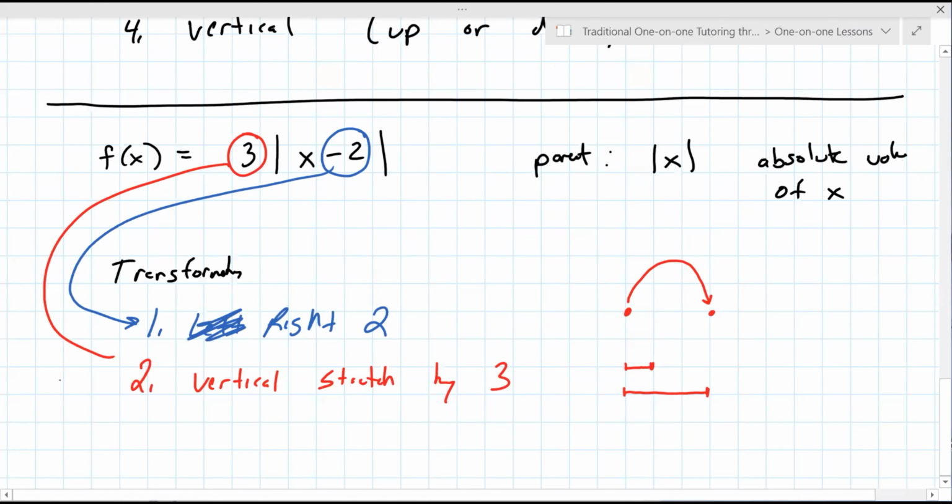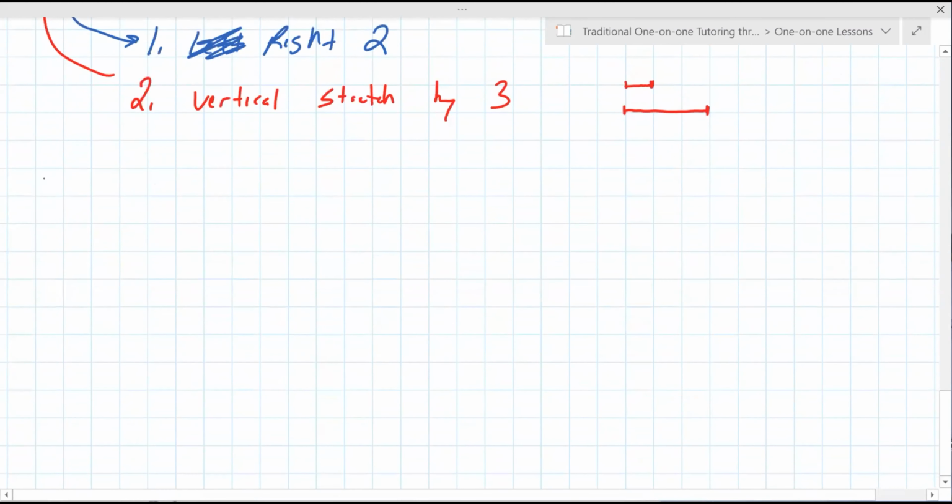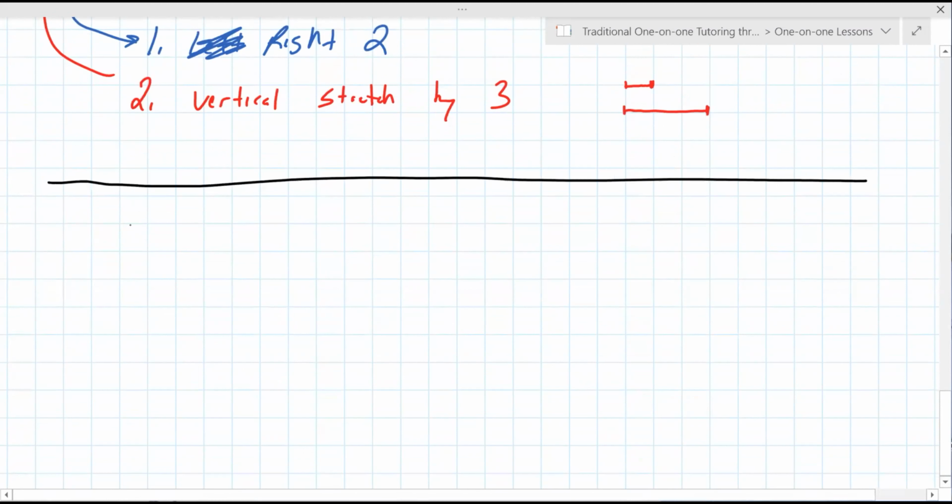Okay. So now I'm going to give you the same two transformations, but I'm going to do it with a different parent function. F of x equals 2 to the x minus 2, with 3 times out in front. Okay. What is the parent function? 2 to the x.